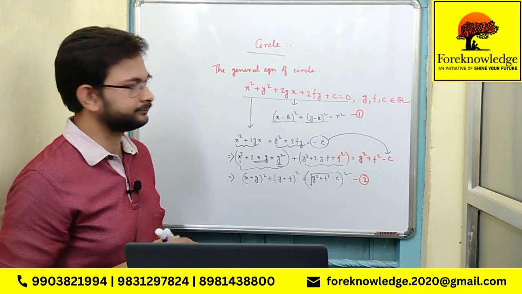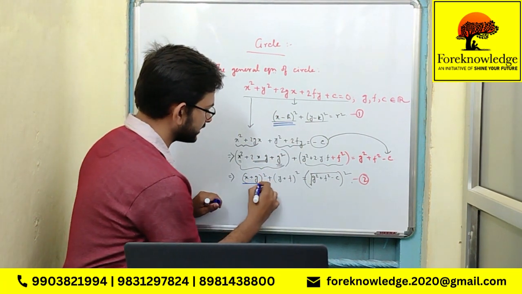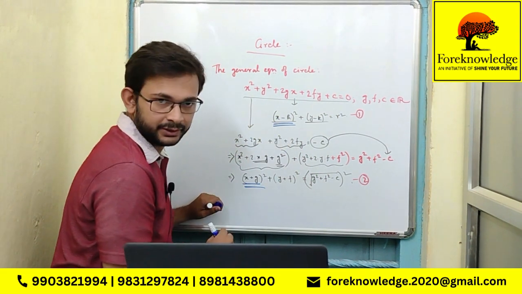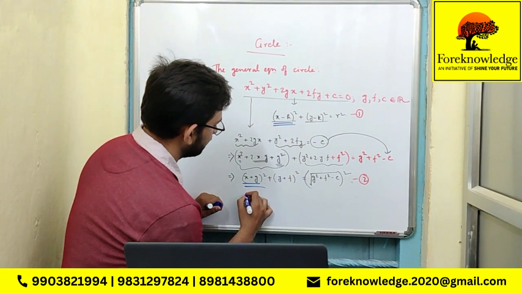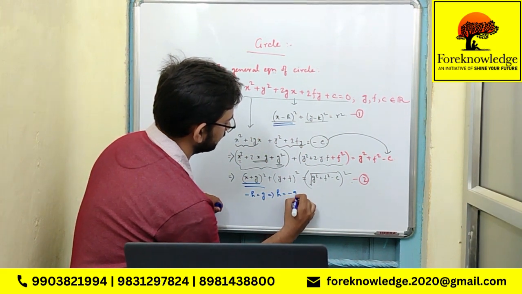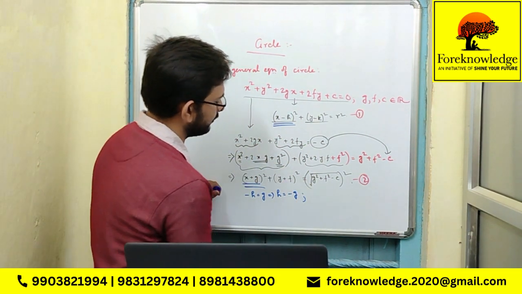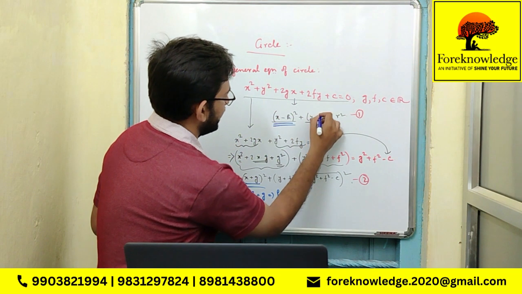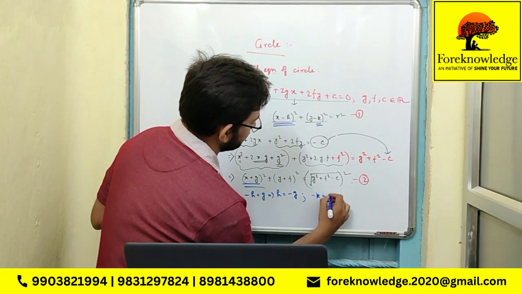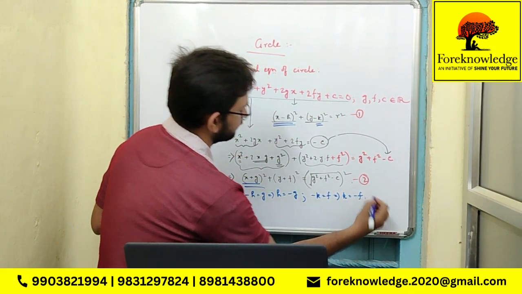Now for 1 we had x minus h square. For 2 we have x plus g square. So here minus h should be g. So minus h equal to g. This implies h equal to minus g. Now for the second one, minus k should be equal to f. Minus k equal to f. This implies k equal to minus f.